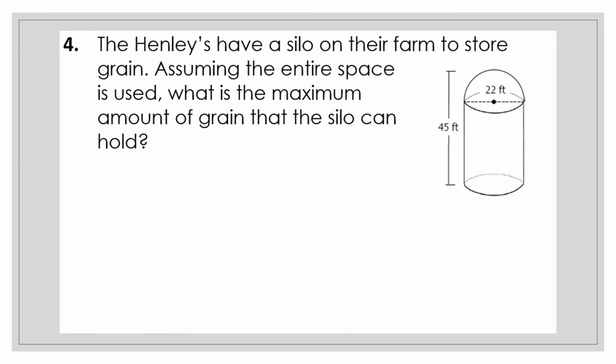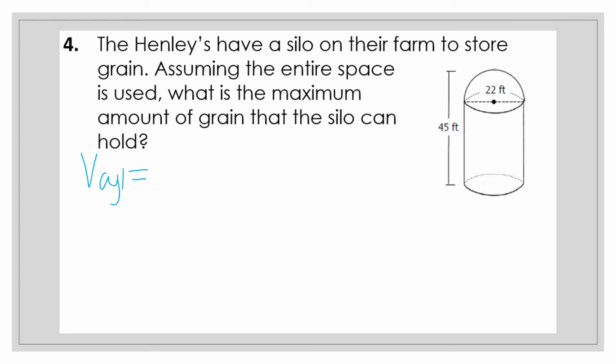All right, last problem. The Henleys have a silo on their farm to store grain. Assuming the entire space is used, what is the maximum amount of grain the silo can hold? In this picture, we are looking at a cylinder, and on top of the cylinder is a hemisphere. So we need to find the volume of the cylinder, find the volume of the hemisphere, and then add those together.